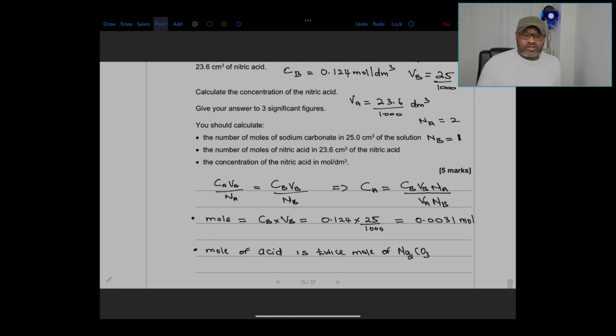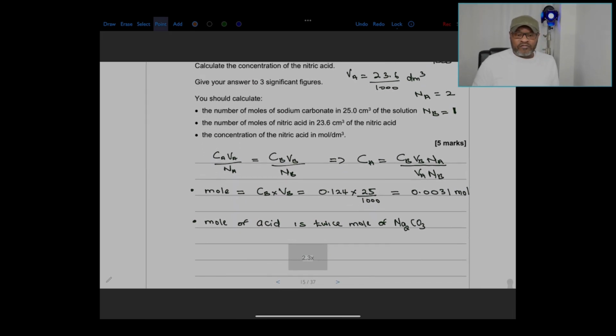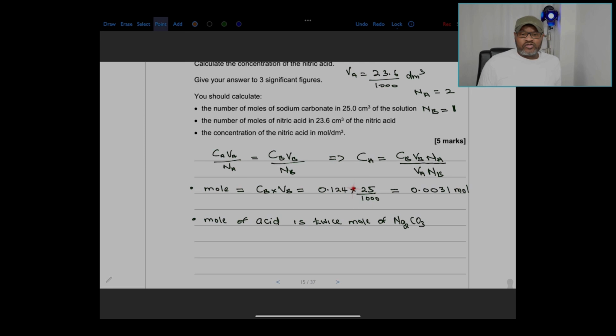The second question is this one here. The mole of acid is twice the mole of the base, because of the stoichiometry of the equation that we had. Therefore, if we know the mole of base, we can multiply by 2 to get the mole of acid. So that's what we did: 0.0031 times 2. That will give us the mole of acid. So we've done that one. That's question number 2.